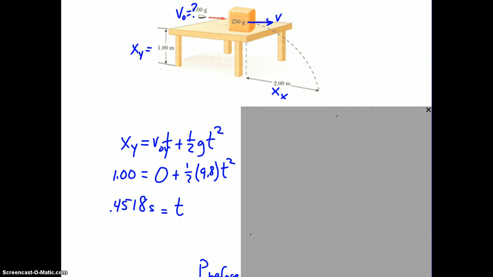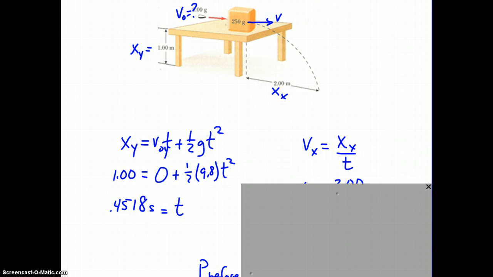So we start with our vertical equation in projectile motion. Δy equals v0y t plus 1/2 g t squared. 1 meter is our Δy value. There is no initial velocity vertically because it leaves the table horizontally. So our v0y t term is 0 plus 1/2 times 9.8 t squared. We don't have any conflicting directions here. The 1 meter is down, the 9.8 is down. So we can go ahead and just solve for t to be 0.4518 seconds.